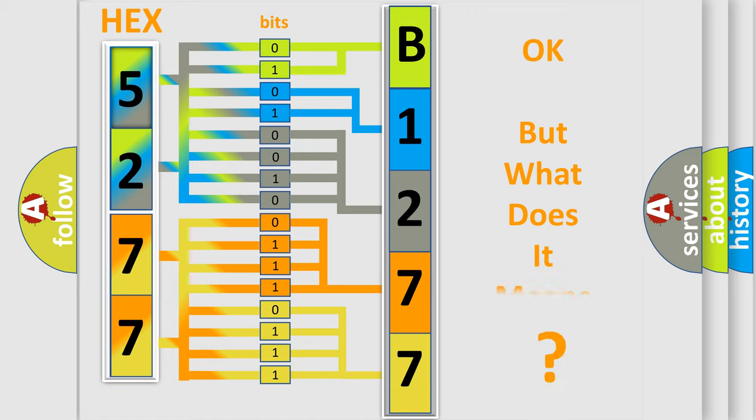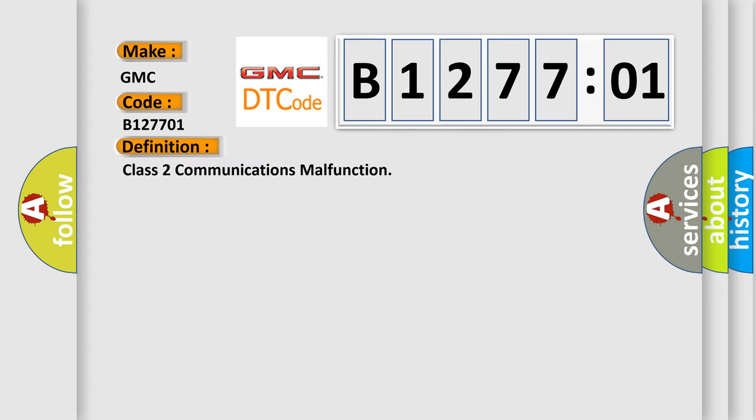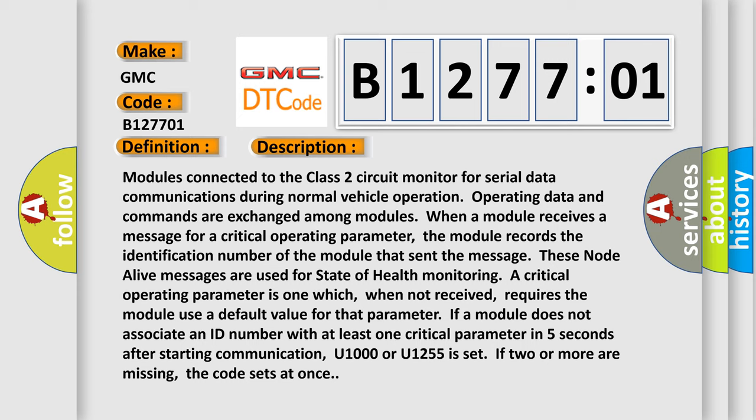The number itself does not make sense to us if we cannot assign information to what it actually expresses. So, what does the Diagnostic Trouble Code B1277-01 interpret specifically for GMC car manufacturers? The basic definition is Class 2 communications malfunction. And now this is a short description of this DTC code.